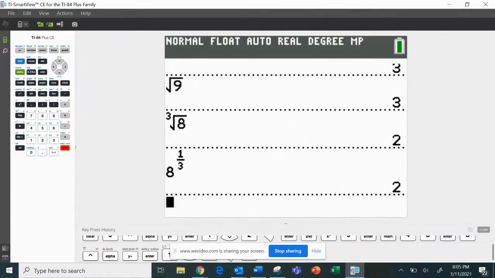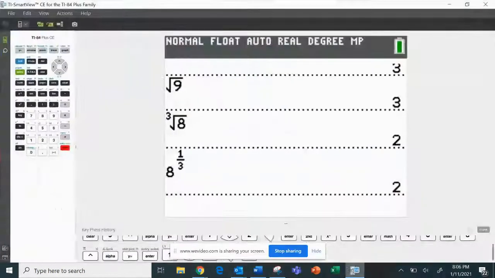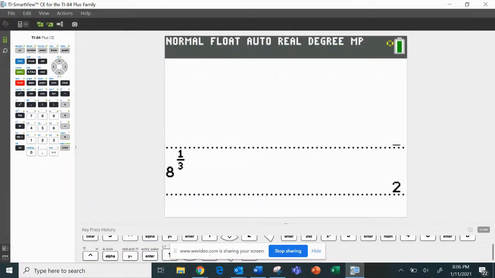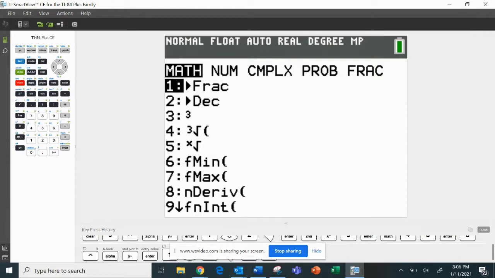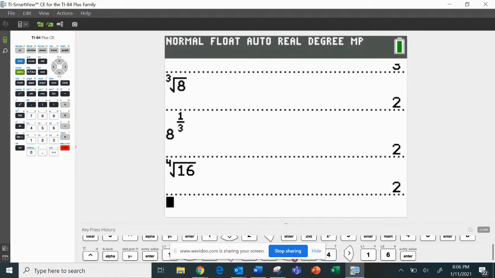And then we want to do the 4th root of 16. So for the 4th root of 16, I'm going to go under math. For this one, there isn't a 4th root, but you can do any root you want with choice 5. It's x root. So we're going to hit 5, and you're going to have to put the number for that root first, so the 4th root, and then we go under the radical and type in 16, and hit enter.